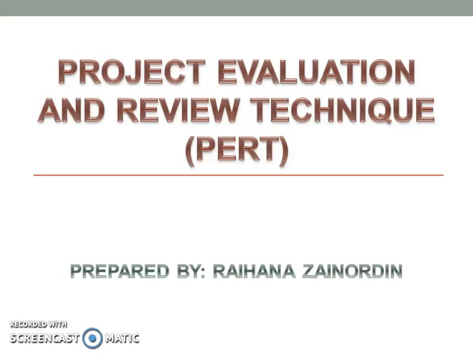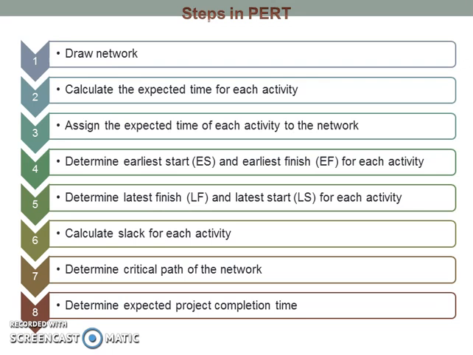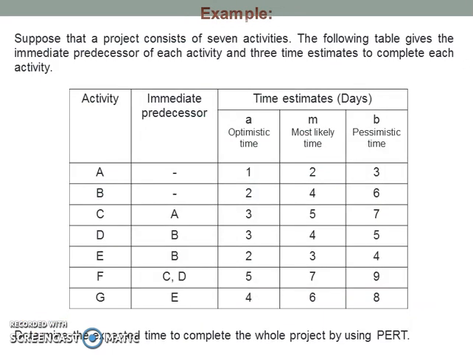Project Evaluation and Review Technique, PERT. These are the steps in PERT. Suppose that a project consists of 7 activities. To manage the project by using PERT, first, draw the network.